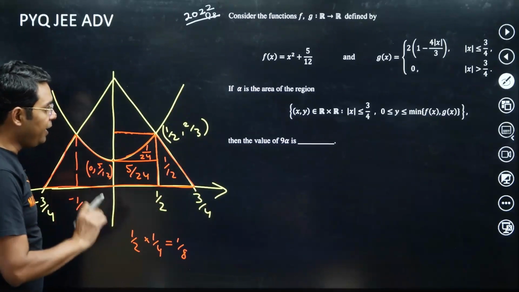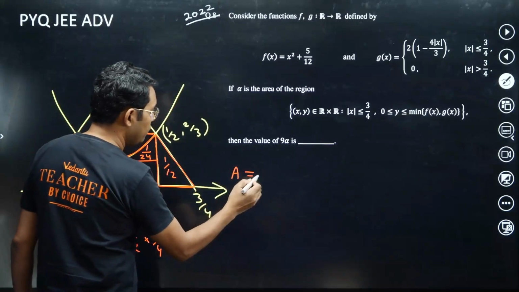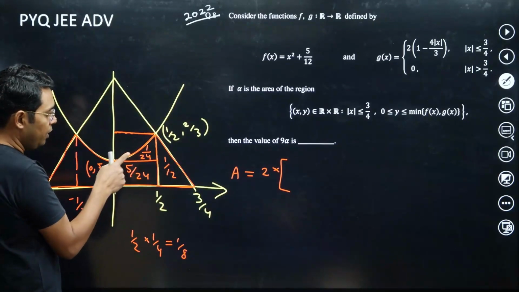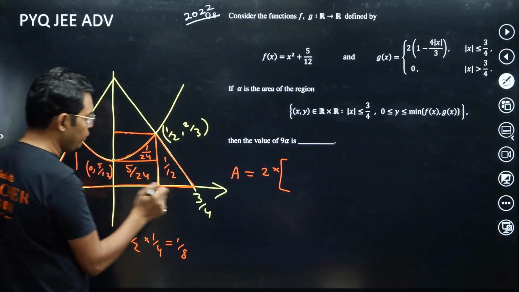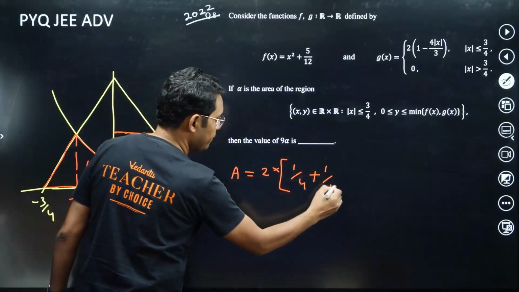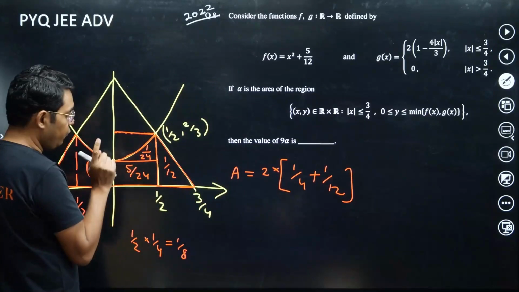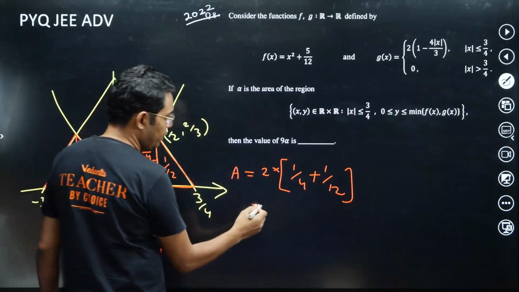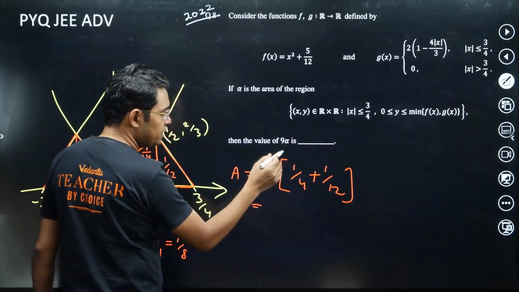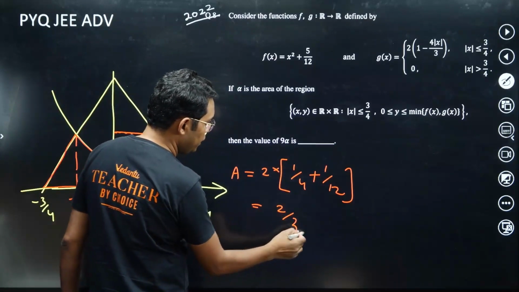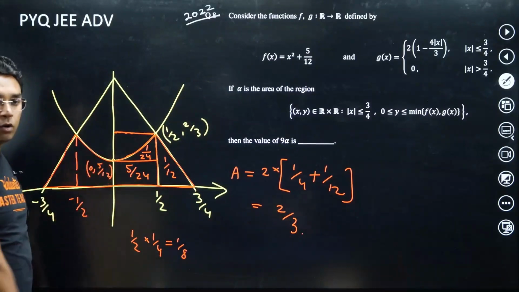So the desired area here would be 2 times the sum of 1 by 12, 24, 5 by 24, that is 6 by 24. So 1 by 4 here plus 1 by 12. 1 by 24 plus 5 by 24 is 6 by 24. So 1 by 4 plus 1 by 12. If I take the LCM, this is 3 plus 1, 4 upon 12. So 1 upon 3, 2 upon 3. The entire area is coming out to be 2 by 3.